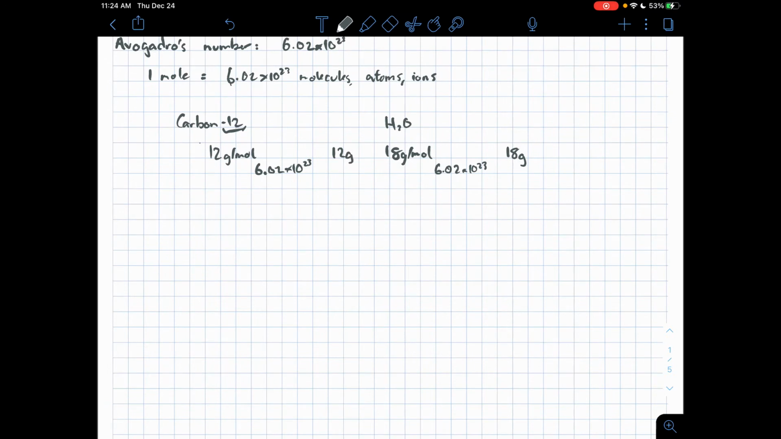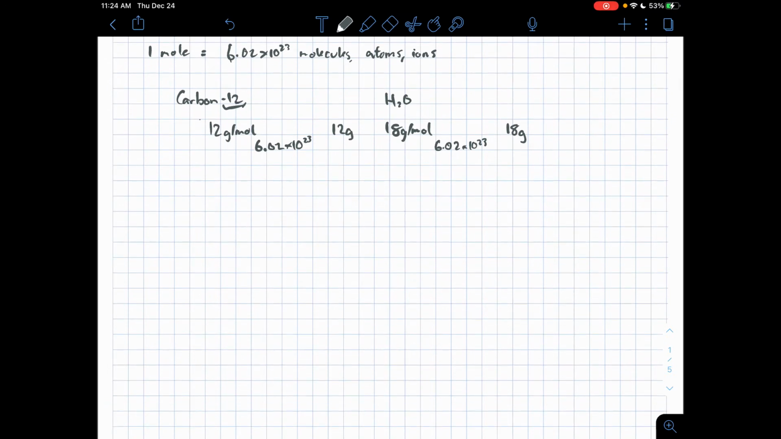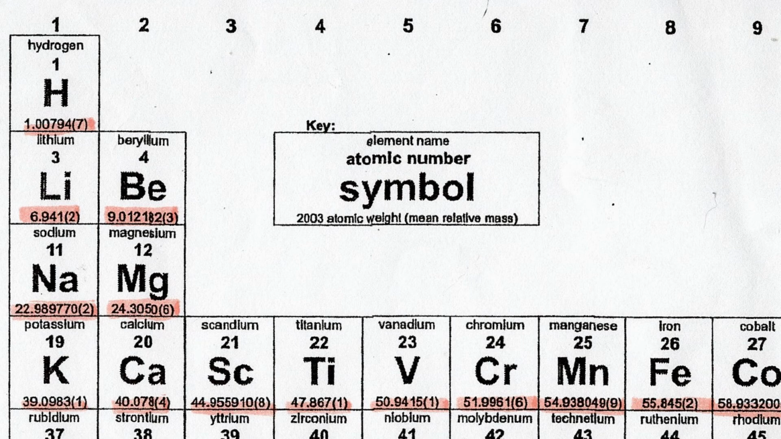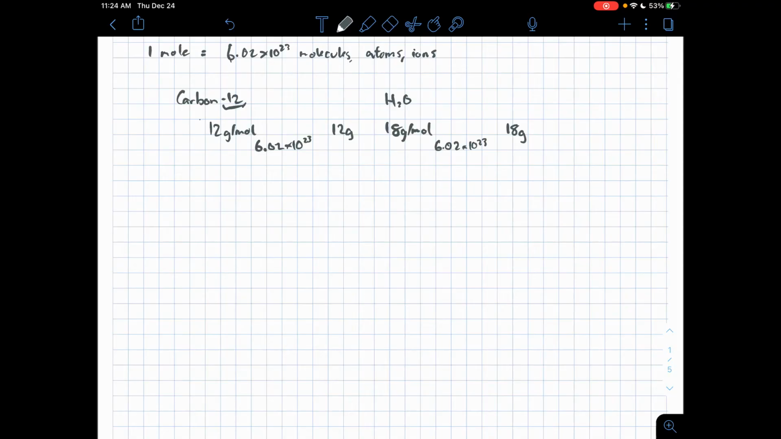So we talked a little bit about molar mass. So what exactly is molar mass? Molar mass is essentially the atomic mass, which is the large number under each element, expressed in grams per mole. That's for a single element though. What about molecules or ionic compounds or just about anything that isn't a single element?